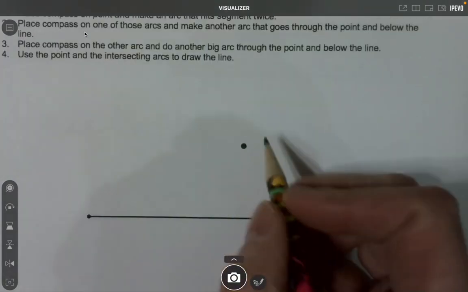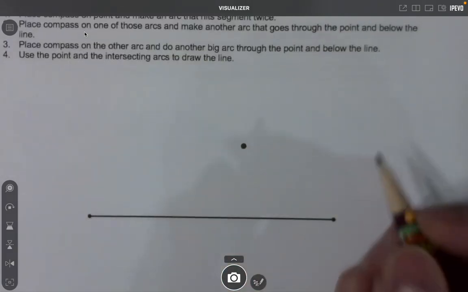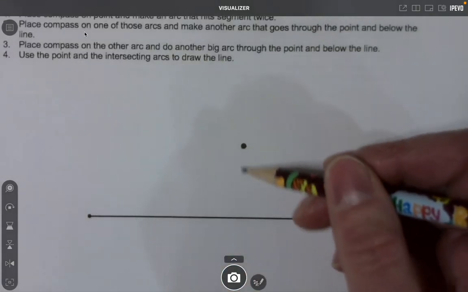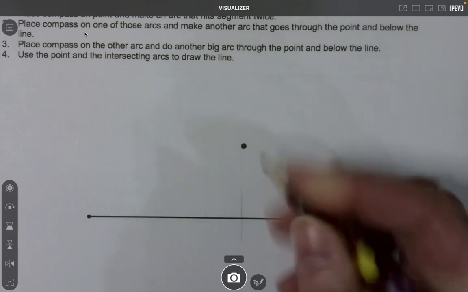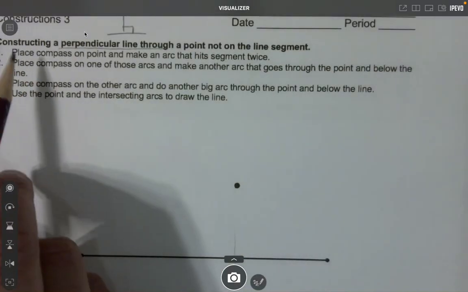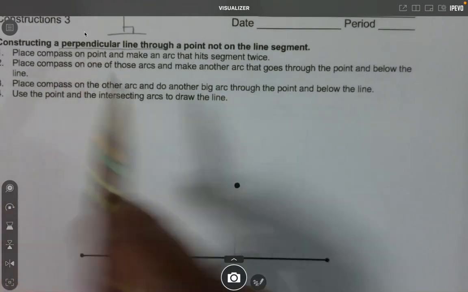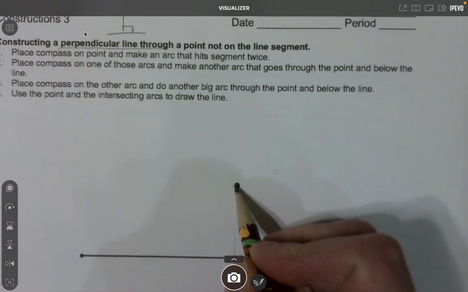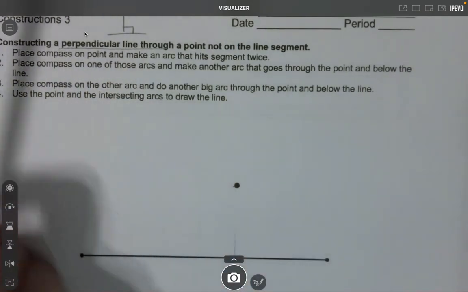So here is a point not on my line segment, and I want to make a perpendicular line that goes down through it. So I want a line down through this one that's going to make a right angle with the line already there. So the first thing we want to do is place your compass on the point. So that's this point right here that's not on my line, and make an arc that hits the segment twice.